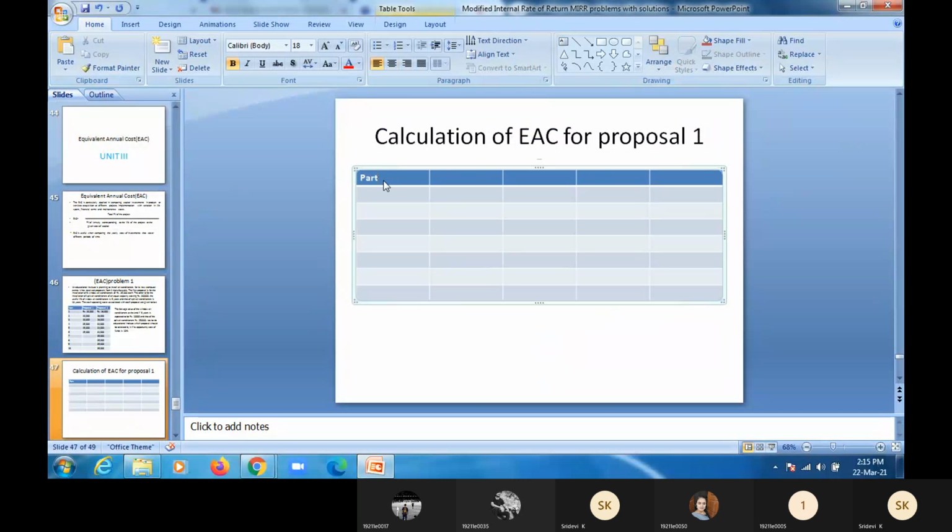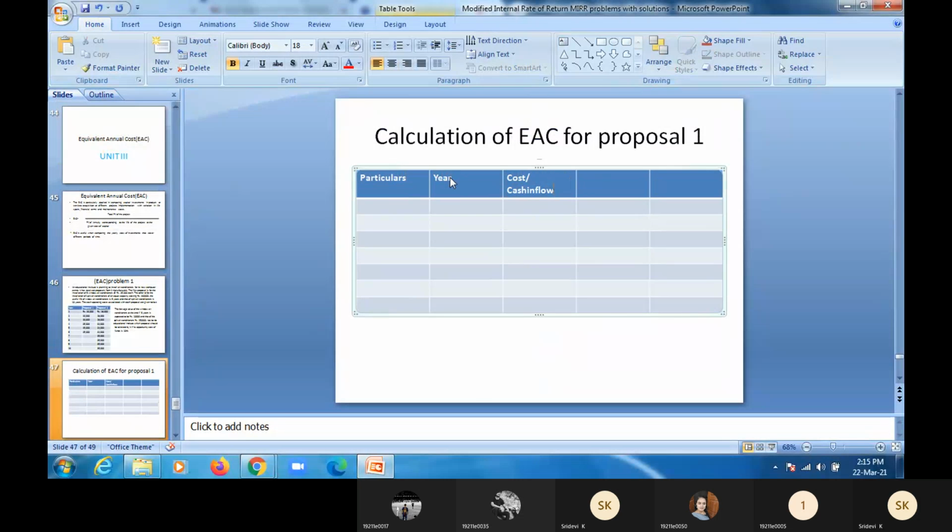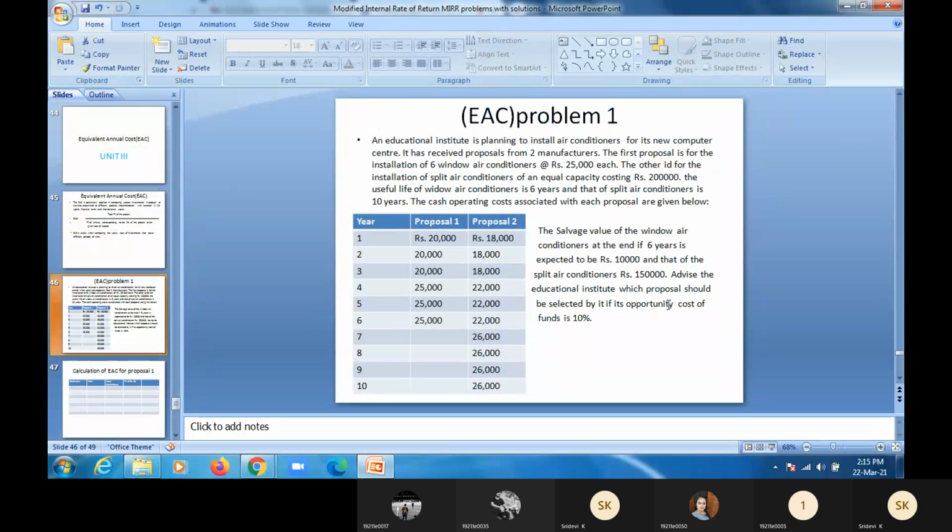First column you take as particulars. Second column, name it as year. Third column, cost or cash inflows. Fourth column, present value of rupee. At what is the cost of capital that was given in the problem? See the cost of capital that is given here at the end of the problem.